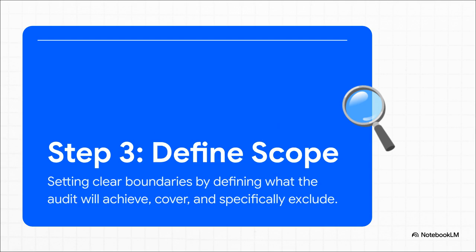And that brings us to step 3, define objectives and scope. This is all about drawing lines in the sand. We need to be crystal clear on what the audit is trying to achieve, what areas we're going to look at, and, this is super important, what we are not going to look at. This is how you prevent that dreaded scope creep, where the audit just keeps getting bigger and bigger. This step makes sure everyone's on the same page right from the get-go.